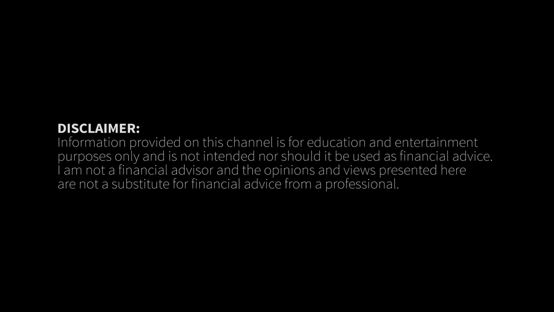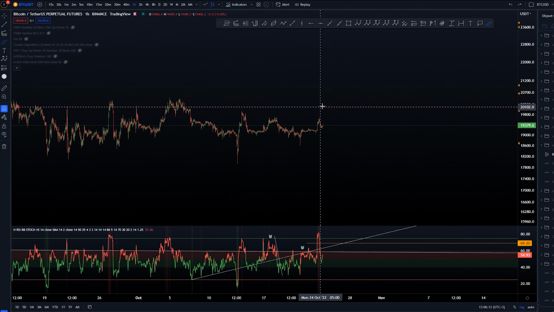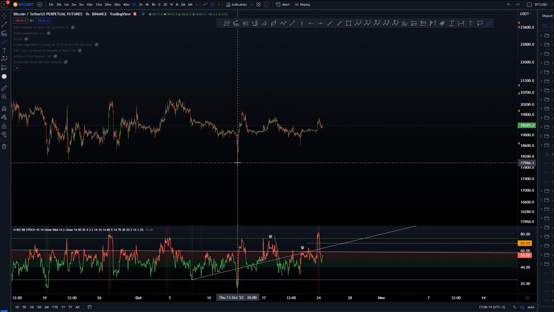I'll cover wave analysis with Elliott Wave theory and provide multiple scenarios price may take and explain why I prefer one count over another. Let's take a look at the different possibilities. Today we're going to be focusing on this structure over here, starting from the lows of 13th of October.